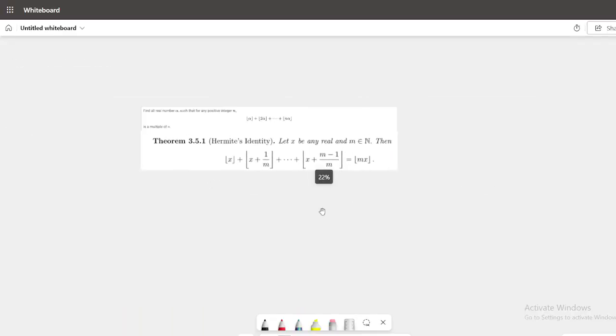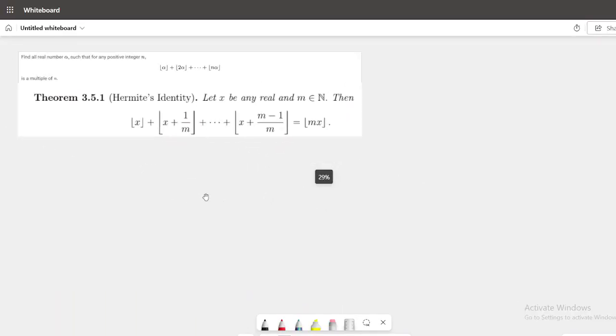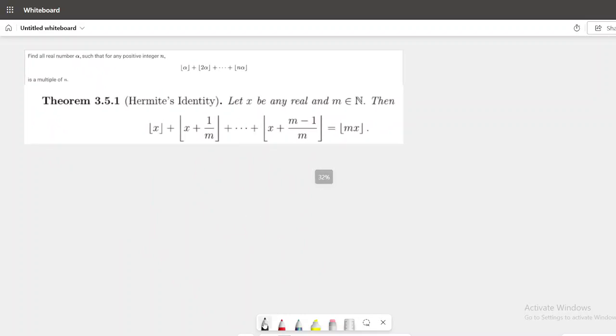Welcome back, guys. Today we're going to be reviewing IMO 2024 problem 1. I solved this problem with Hermite's identity, and it's a really useful tool in number theory and floor functions.